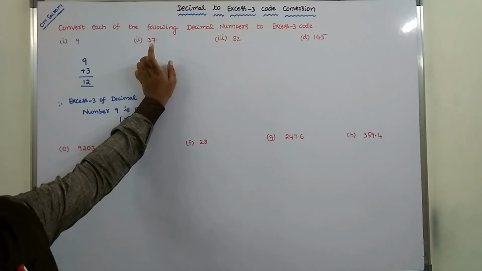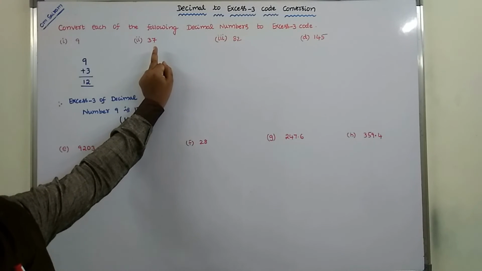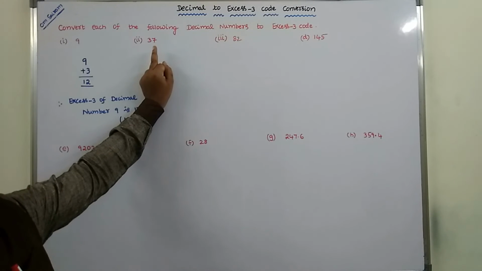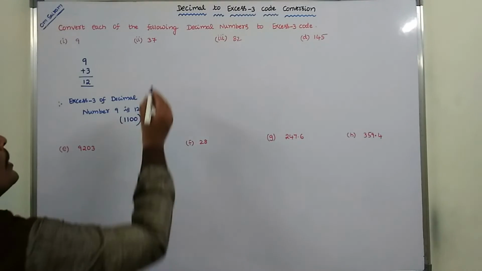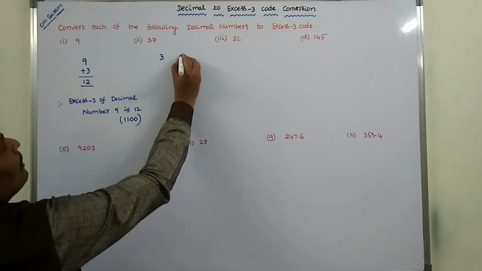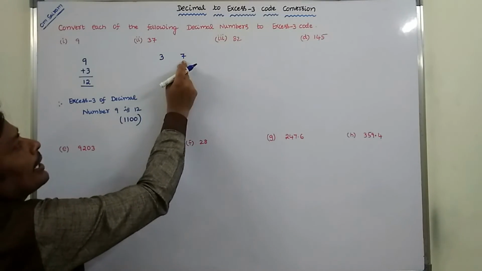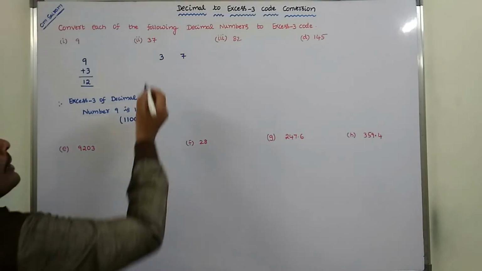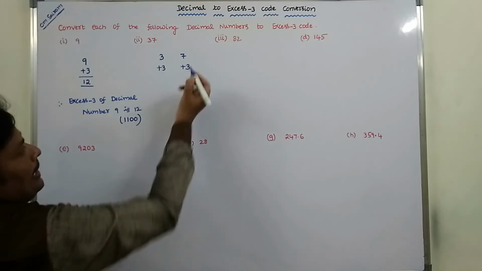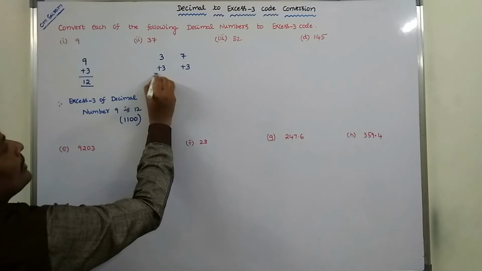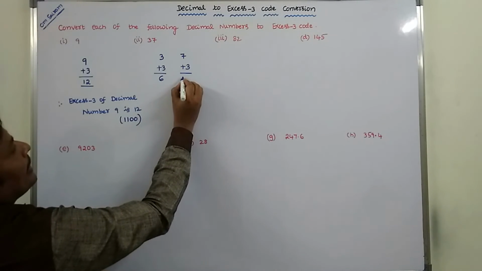Next, the second one, 37. The given decimal number is 37. The equivalent excess-3 code is obtained by adding +3 to each and every digit. Here in the given decimal number there are 2 digits. One digit is 3 and another digit is 7. For each and every digit we have to add +3. So here 3 plus 3, that is 6, and 7 plus 3, that is 10.